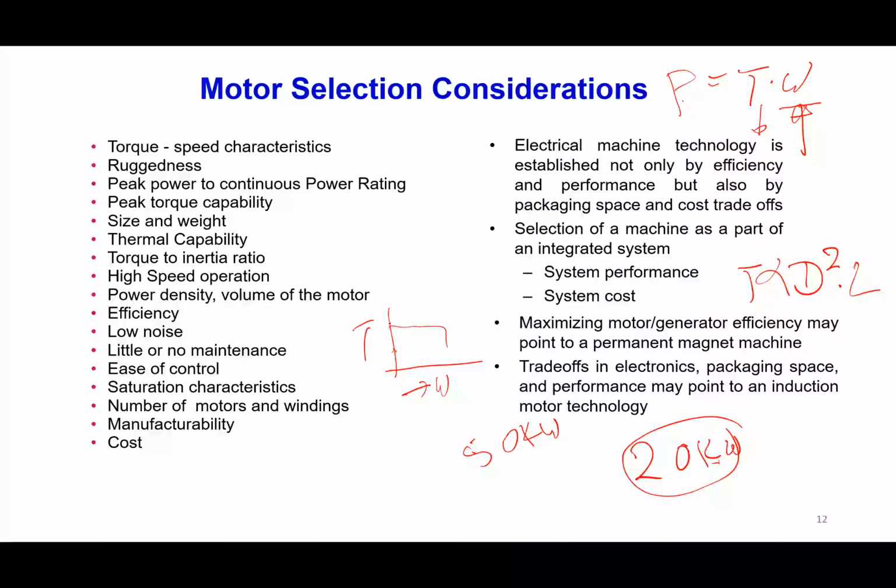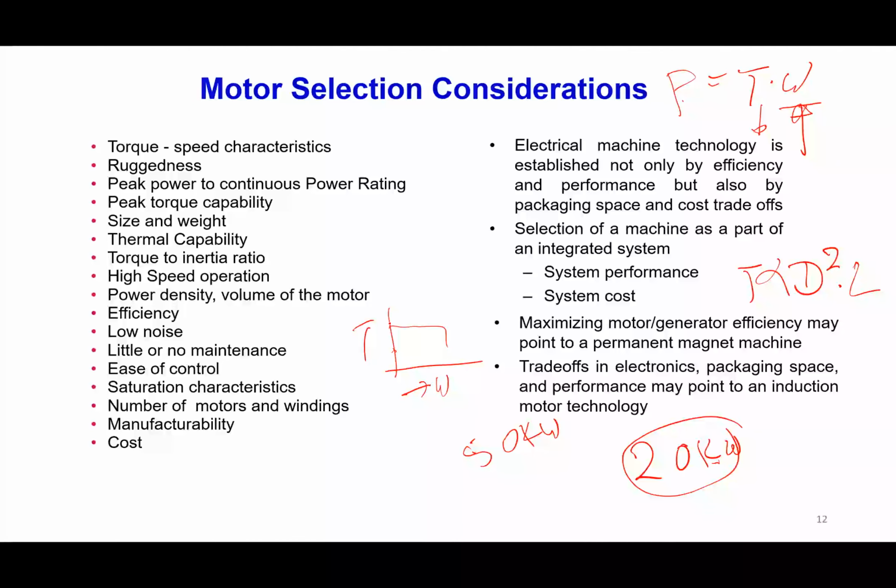We should also be able to have good packaging. Packaging, space, and cost trade-offs are important. So the selection of a machine as part of an integrated system depends on the system performance and system cost.